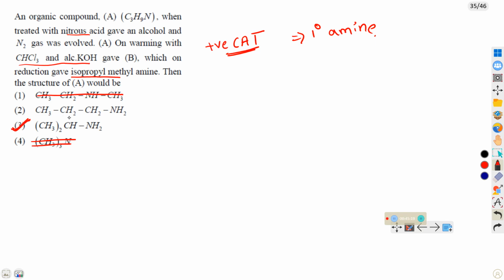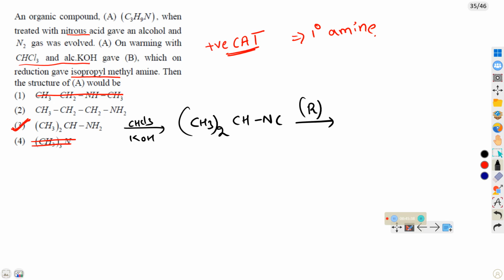The second one gives propylamine. But if you want isopropylamine, then take this compound and treat with CHCl3 and KOH, then it gives (CH3)2CHNC, which on reduction gives (CH3)2CHNHCH3. Third option.